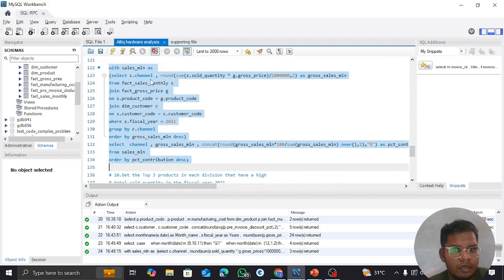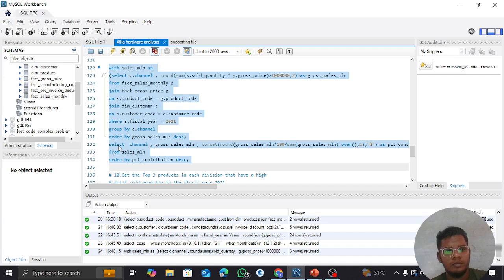So we select the channel. Channel is nothing but the way where the sales happen, which way they're using for the sales. Then sold quantity and gross price. From the sales table, we join the fact gross price table and fact sales monthly table, which has a lot of transaction data. Fact gross price has the various gross prices for the products, and then we make the join with the product code, and then we join the dim customer because we need to join the customer as well, on customer code, and we apply the condition for the fiscal year 2021, group by channel, and then we'll get the output.